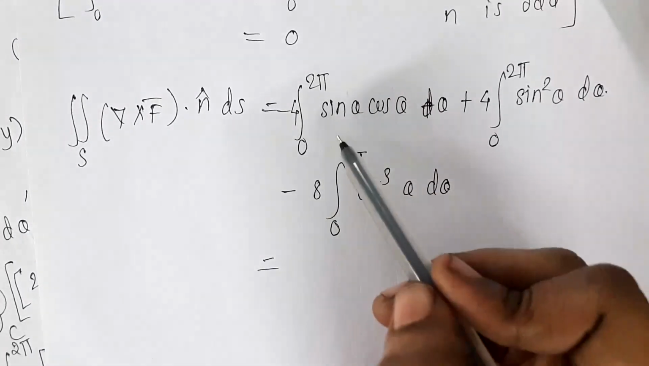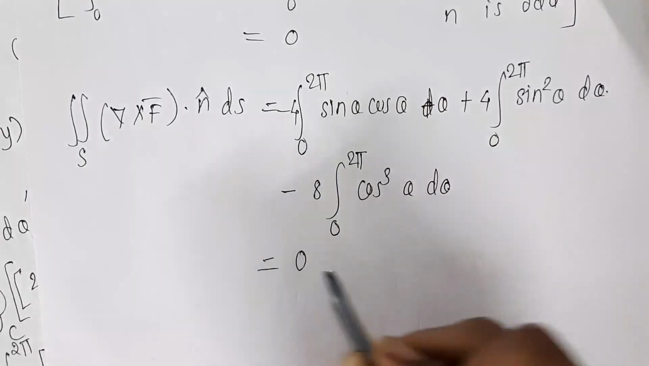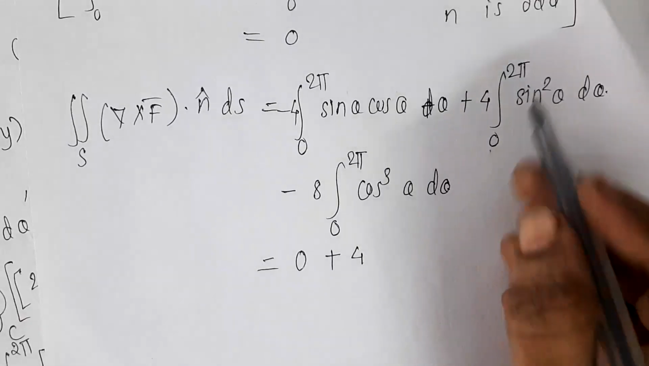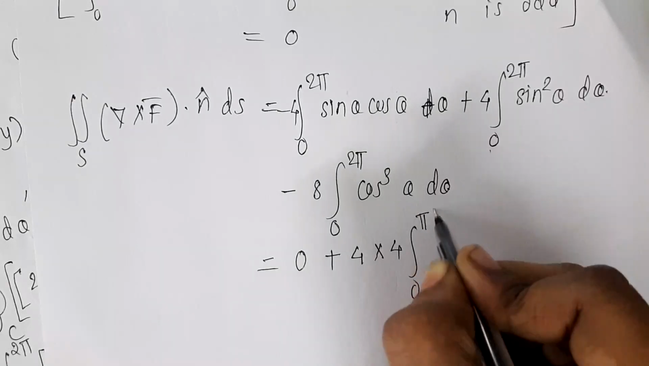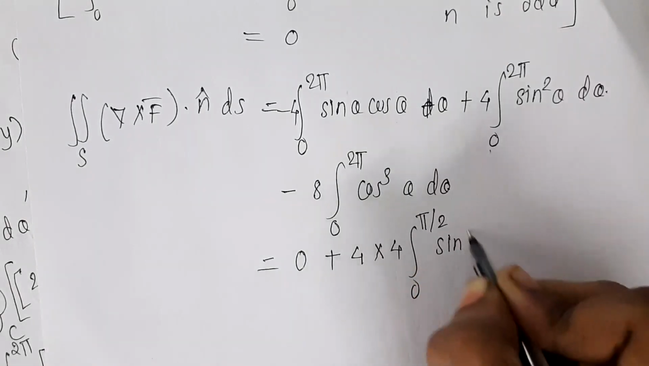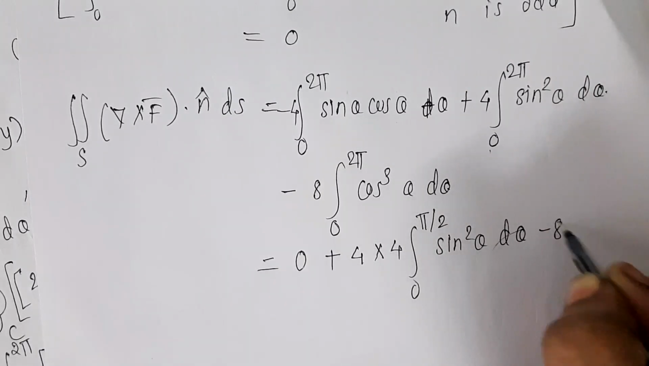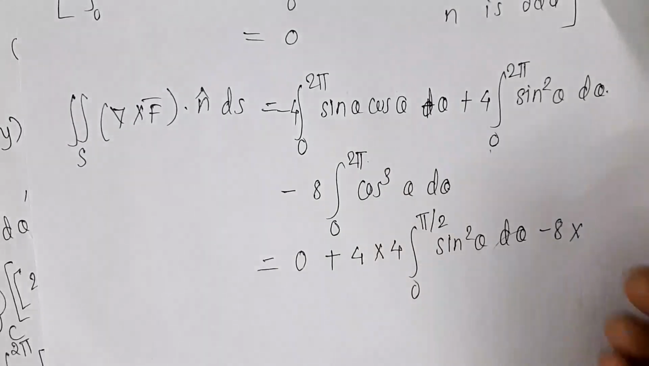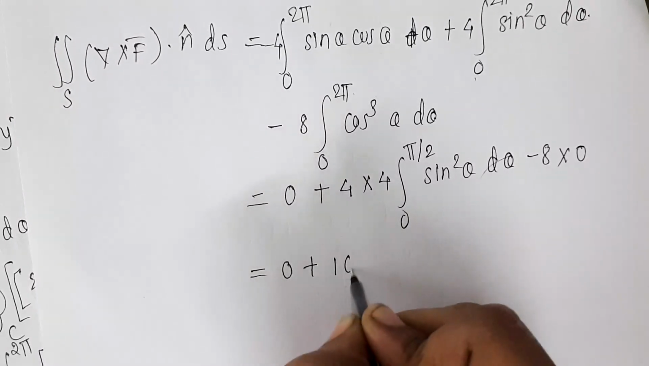So integration 0 to 2 pi, if m and n both are odd, it is equal to 0, plus 4 times sin square theta. Now 0 to 2 pi can be written as 4 times integration 0 to pi by 2 of sin square theta d theta, minus 8 multiplied by integration 0 to 2 pi, and if the term is odd, it is equal to 0. So this is equal to 0 plus 16 multiplied by.